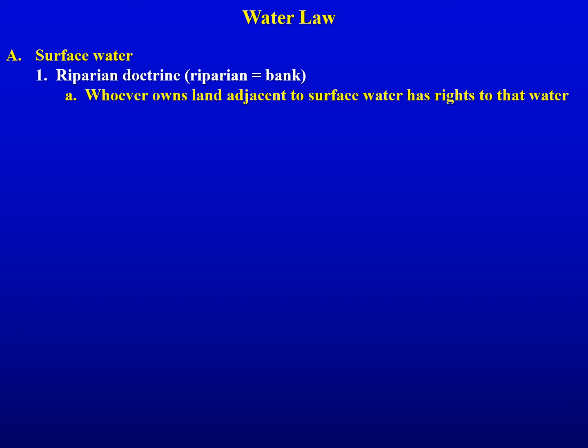So we have different laws for surface water and groundwater. We're really not going to talk much about groundwater because it's super complicated, but we'll talk about surface water, okay? And in the United States, we really have 2 different laws when it comes to surface water. When I say surface water, I'm referring to lakes, streams, and rivers.